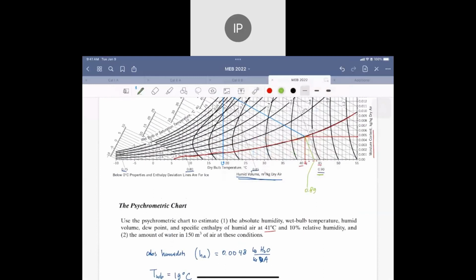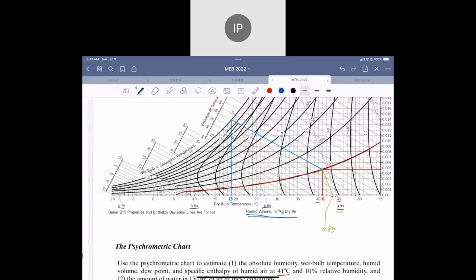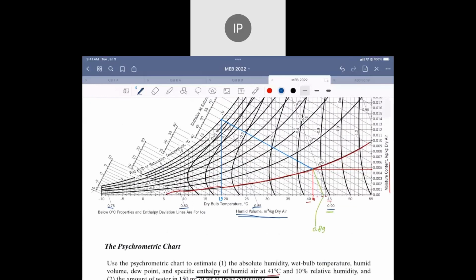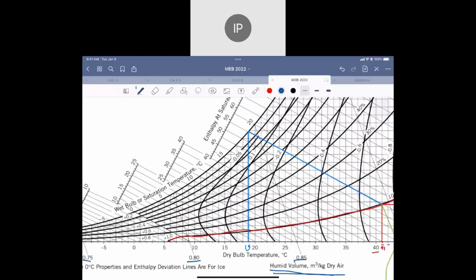Okay, and then what else? The dew point. The dew point is the temperature at which the air with the given water content is going to be saturated. So we could have the dew point, they are going to have in the saturations. Okay, here's the saturations.